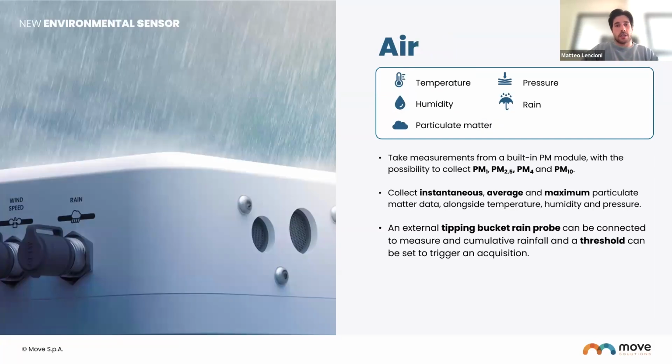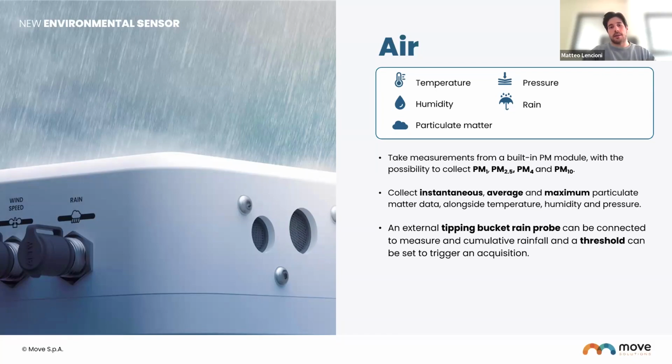The second agent is the air. This agent contains a lot of different parameters. On one hand, there is the particulate matter monitoring. We have the capability to detect PM1, PM2.5, PM4, and PM10. Those are detected always at the same time. You don't have to choose which one you want. They're always provided, all of them.